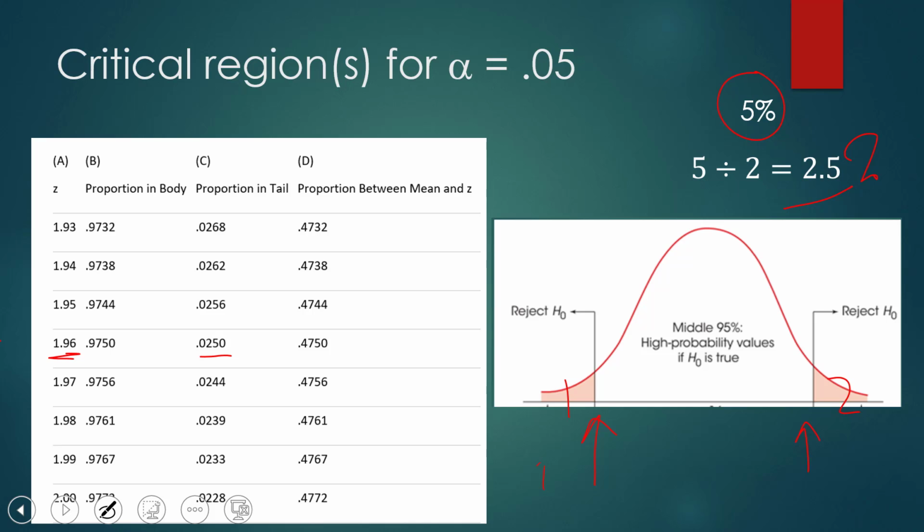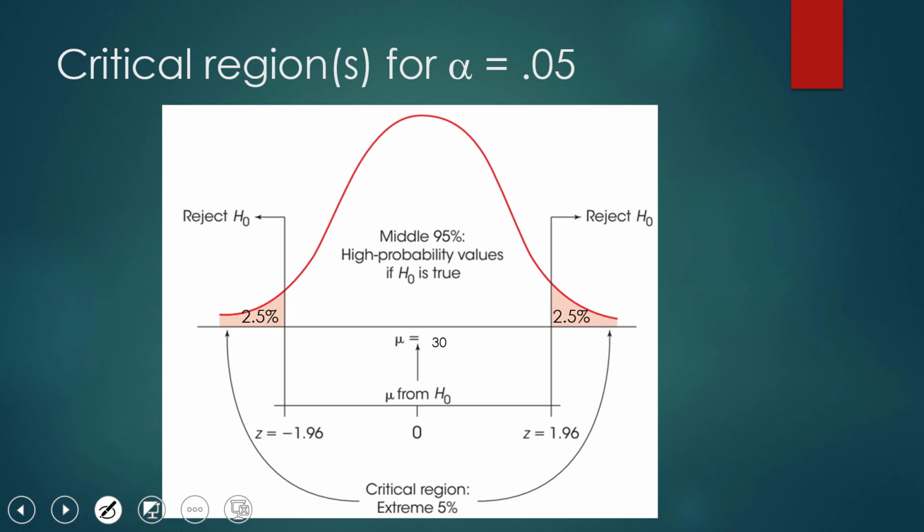If I take that 2.5% and I change it into a probability, that gives me 0.025. And that's the number that I have here in my unit normal table. All right, so again, here we have 2.5% in this tail, the first tail, 2.5% in the second tail, and so that's a total of 5% in that extreme critical region, but 95%, if the null hypothesis is true, are likely to fall in between those critical boundaries.